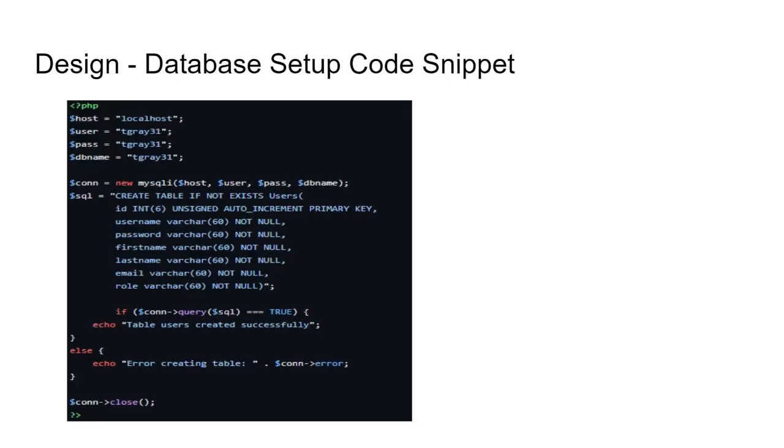This was the code that was used to set up the database, needing only to be run once and not part of the actual website. The host was set up under the localhost, and the username, password, and database name were my credentials. A connection was established using these credentials, and a new table was created using the username, password, first name, last name, email, and role as its columns, as well as an ID that would increment with every new addition. And then, using the query command, this request was submitted and the table was created.